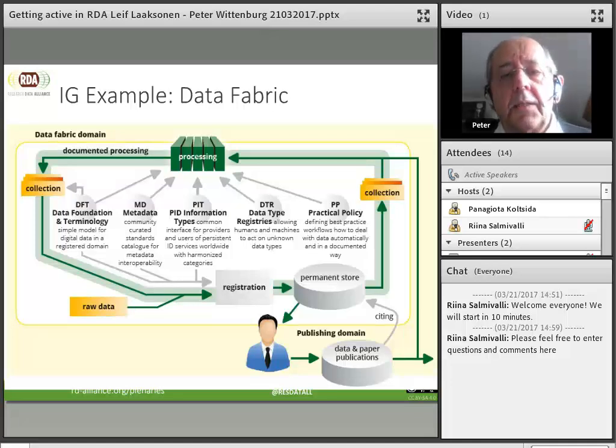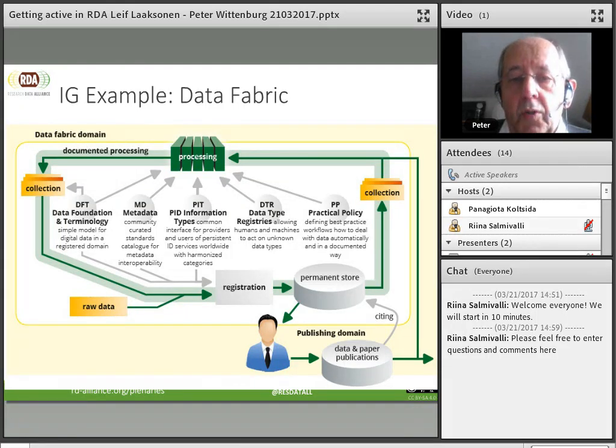What you see here is a cycle, right? A cycle which also comes back from looking at different working groups and interest groups. You see a couple mentioned here in the middle of the cycle. And basically all these people deal with the same kind of simple cycle. You start with some raw data, you register raw data, you put it into a permanent store. So registration means creating a PID or creating a structure, creating some metadata.